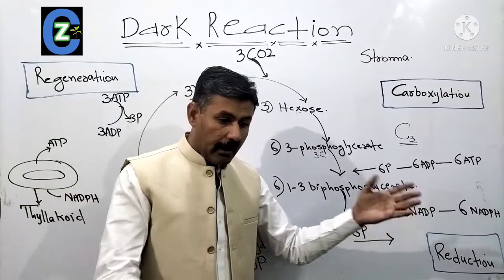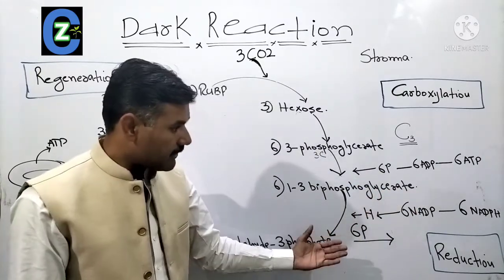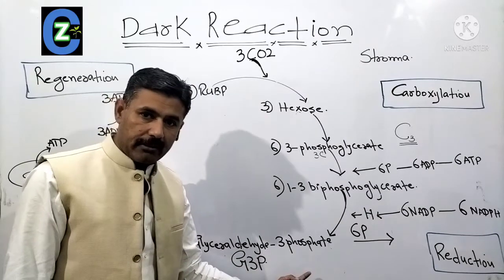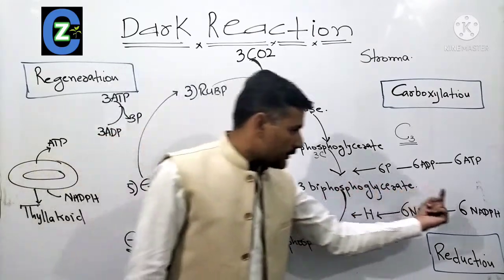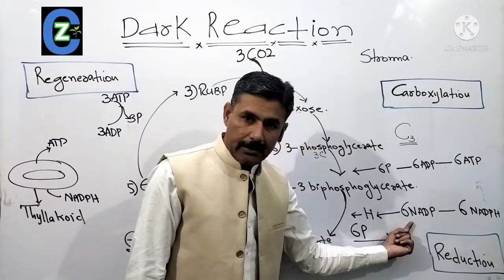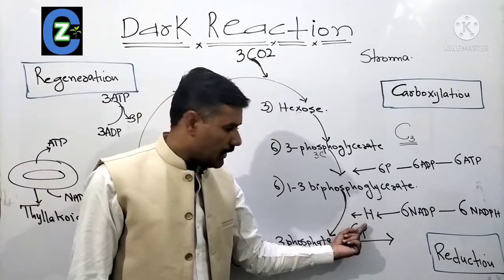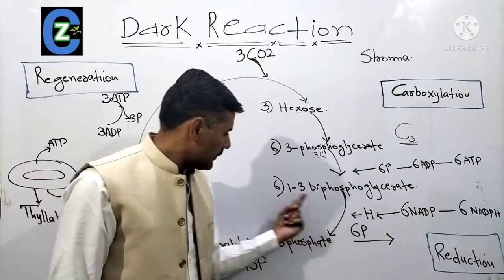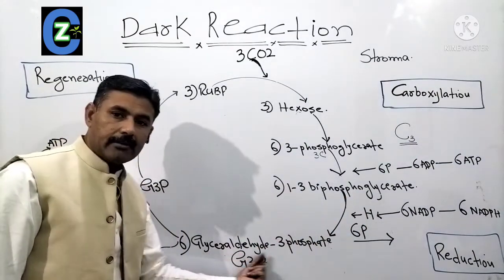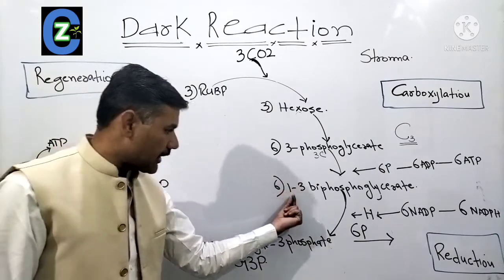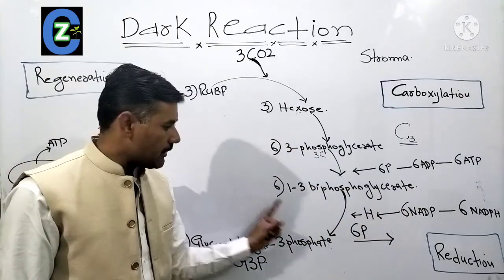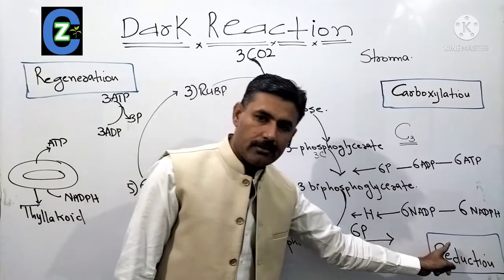And on the next stage, we are again going to reduce 1,3-biphosphoglycerate onward into glycerol aldehyde 3-phosphate. How? 6 molecules of NADPH are oxidized into 6 molecules of NADP, and they are producing hydrogen, and they are reducing 1,3-biphosphoglycerate into glycerol aldehyde 3-phosphate. As we have a phosphate on carbon number 1 also, not only is reduction of 1,3-biphosphoglycerate taking place at this stage, but the removal of a phosphate is also taking place.